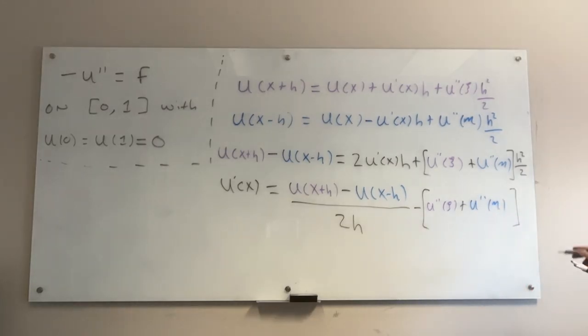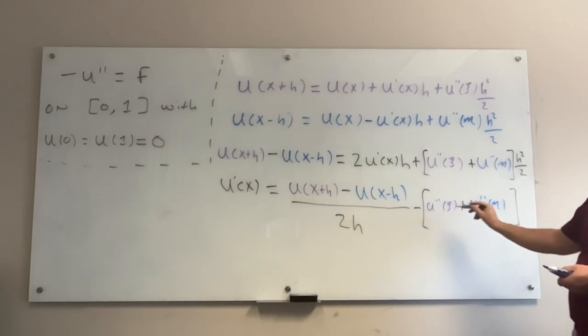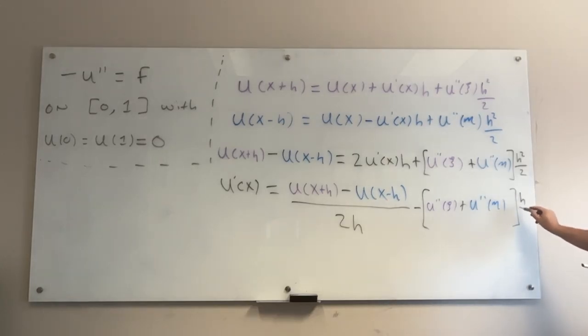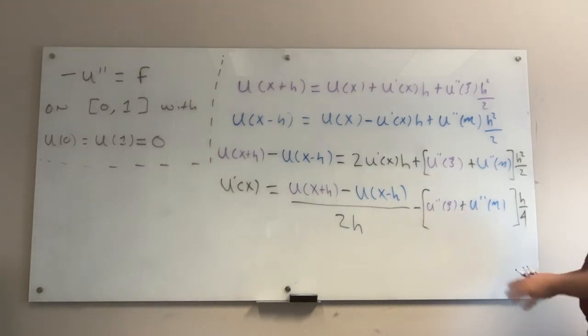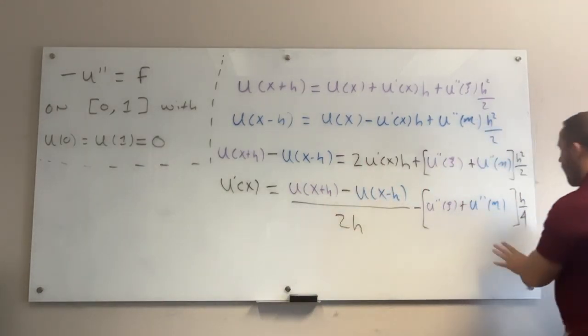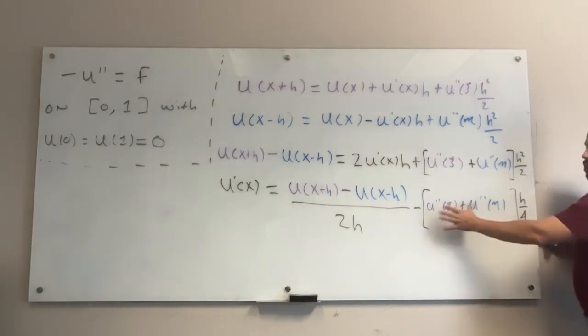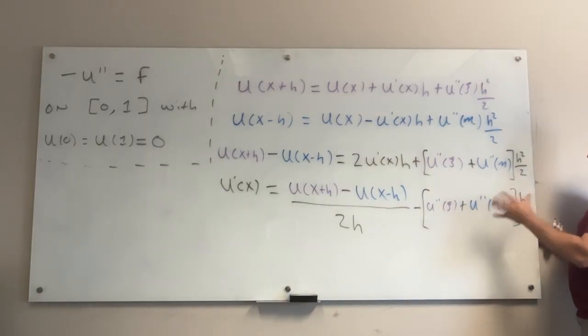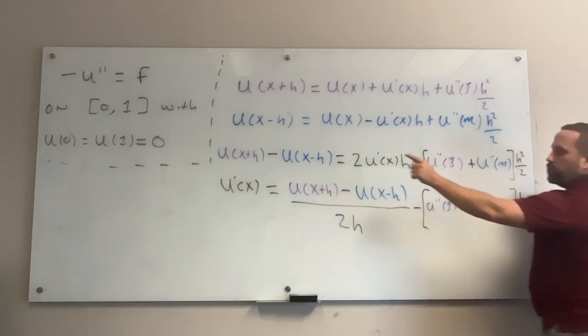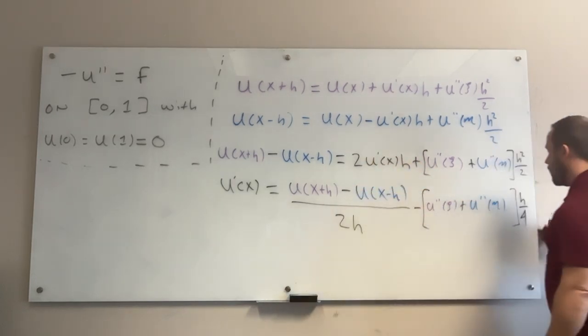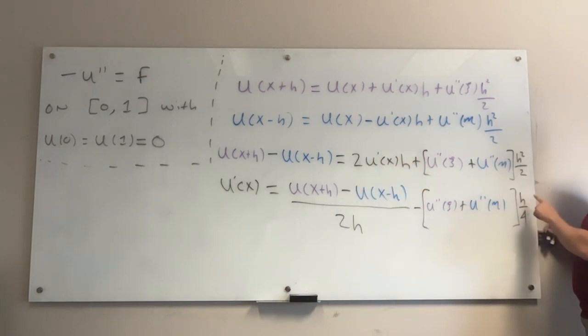Okay, now what are we going to get? Well, we need to divide this by h over 2, so we're going to get times h divided by 4. And now, as h gets smaller and smaller, this is going to 0. So the error between u prime of x and this estimate is something that is on the order of h, according to this formula here.